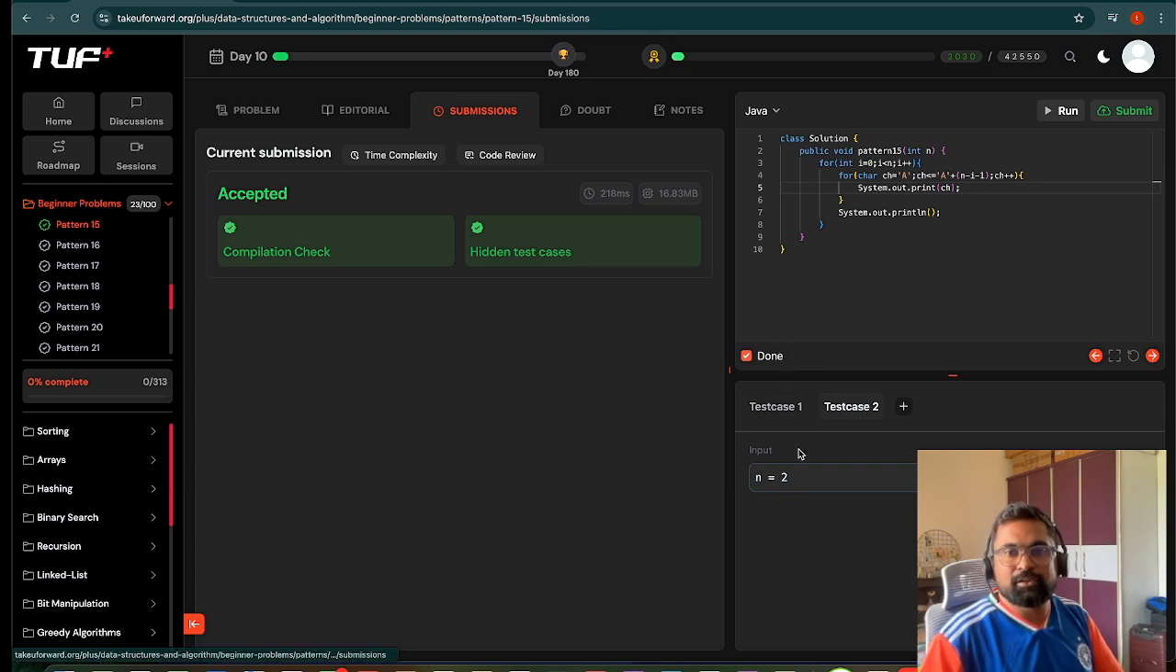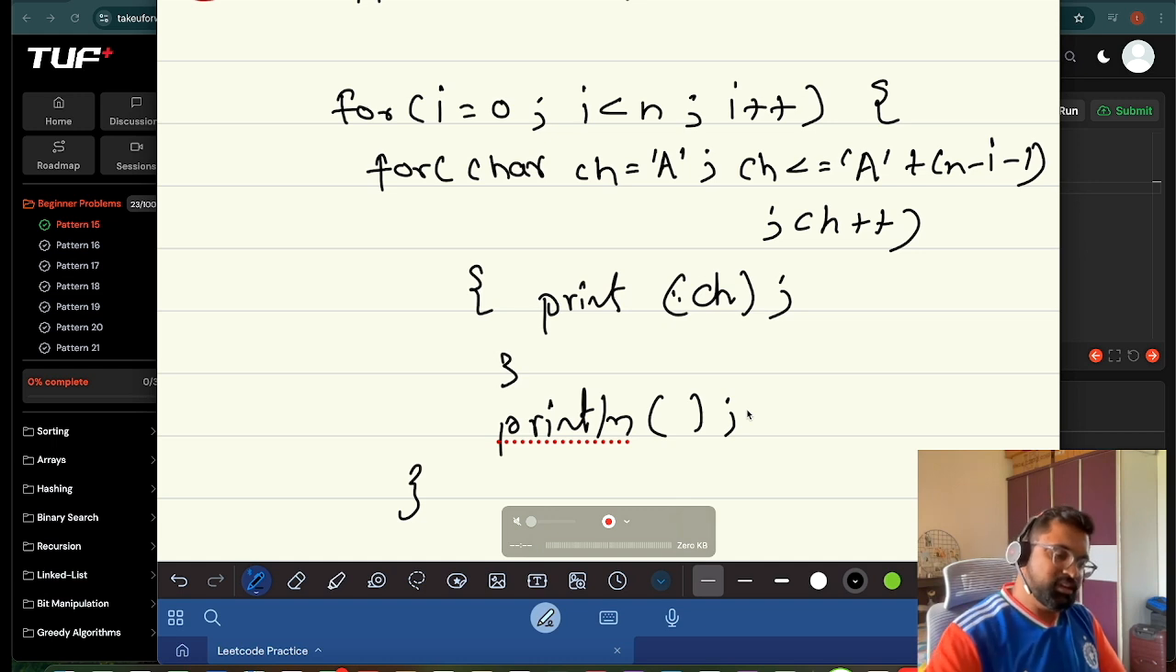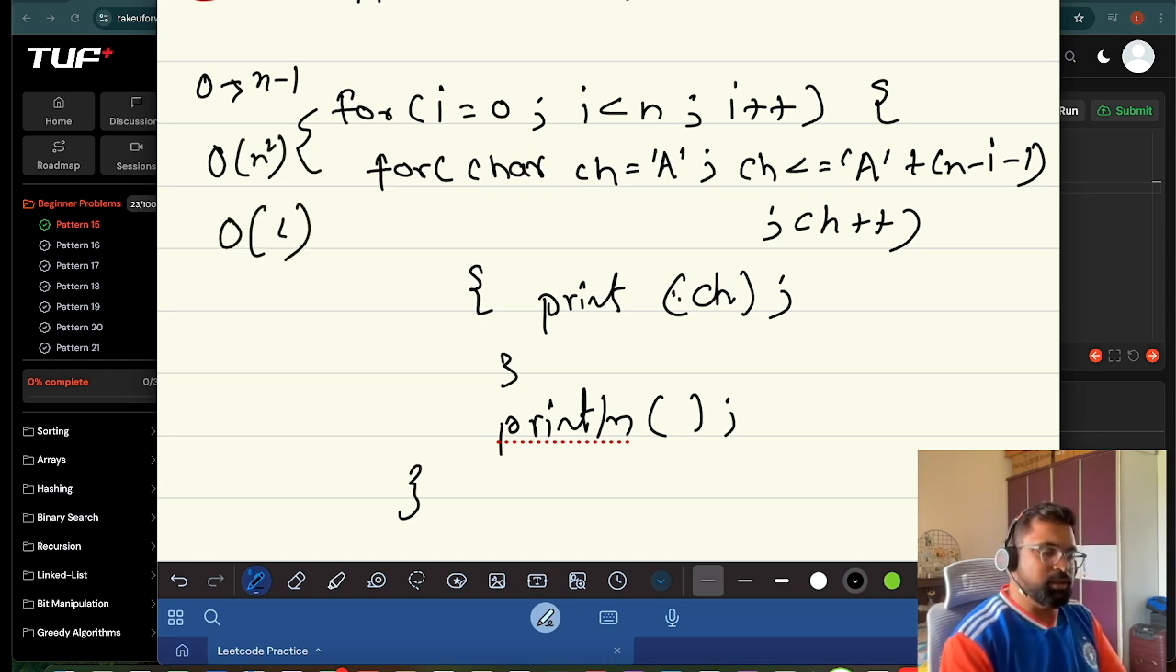And just talking about the time complexity, you can say here the outer loop is running from 0 to n minus 1, and the inner loop is also running till i times, so it is going to be two for loops, O of n squared, and the space is O of 1 because we use only these two variables.